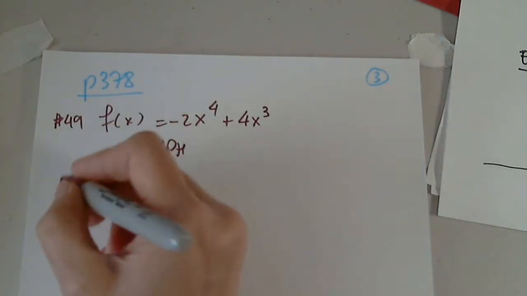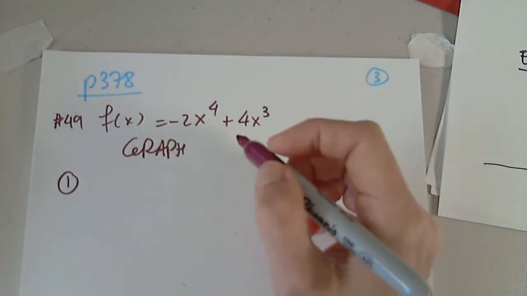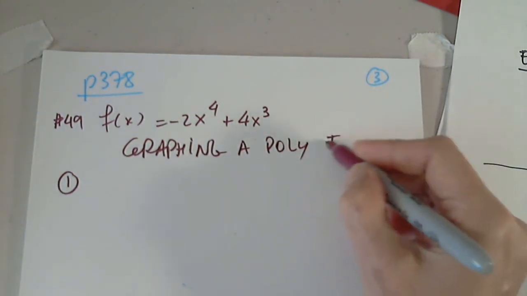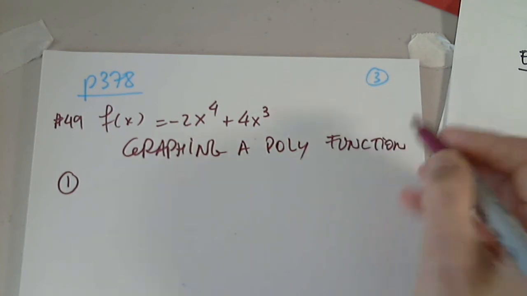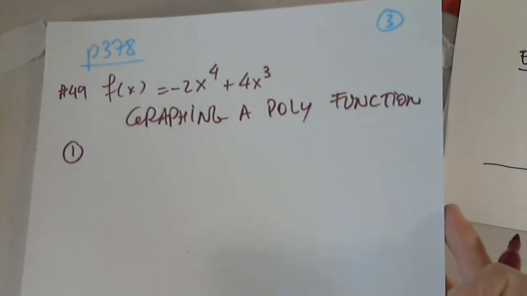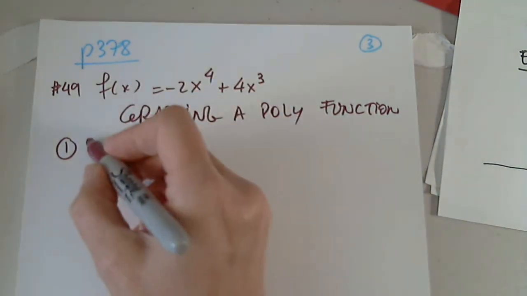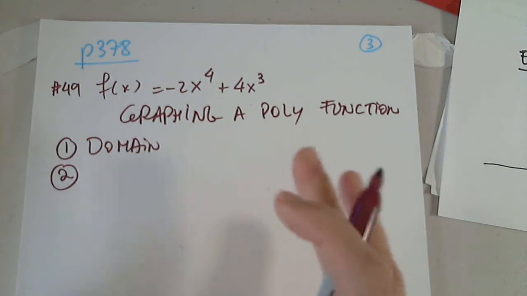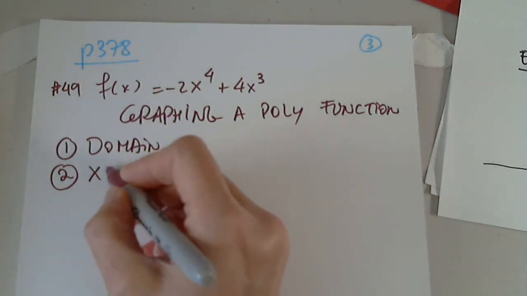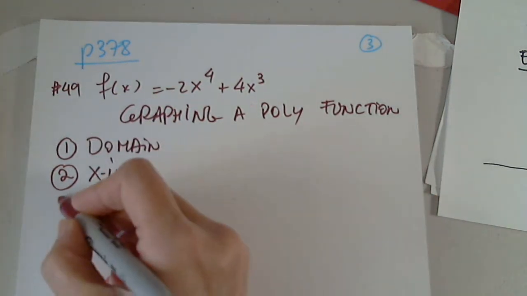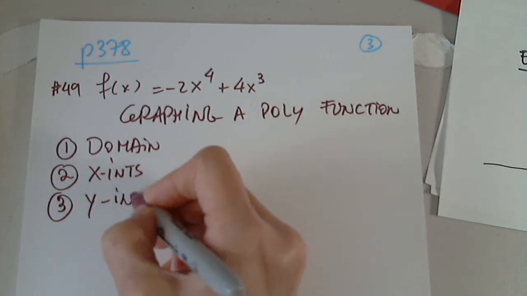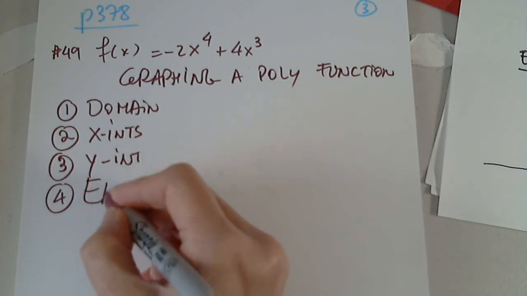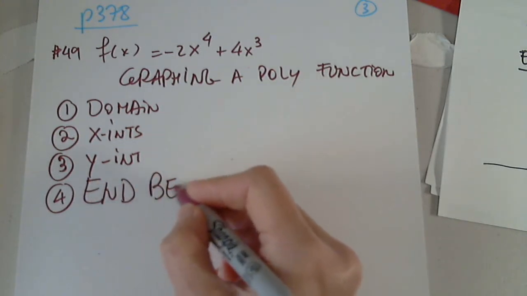Before we even start, now we are ready to list. So I'm going to write graphing a polynomial function. This is the list of items that we have to go through. 1, domain. 2, not necessarily in this order, x-intercept. 3, y-intercept. 4, end behavior.